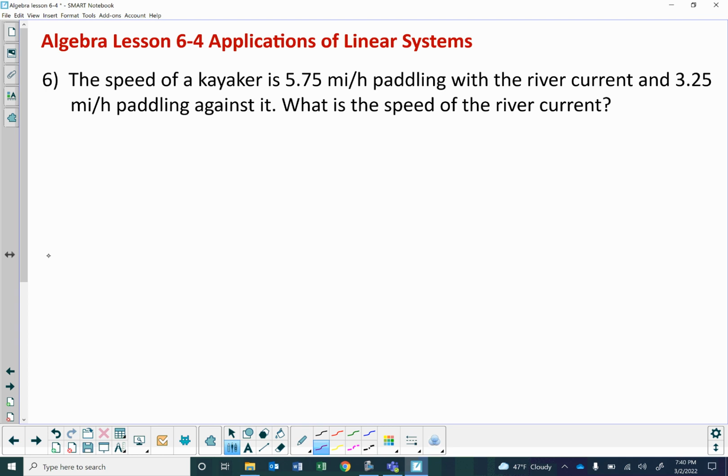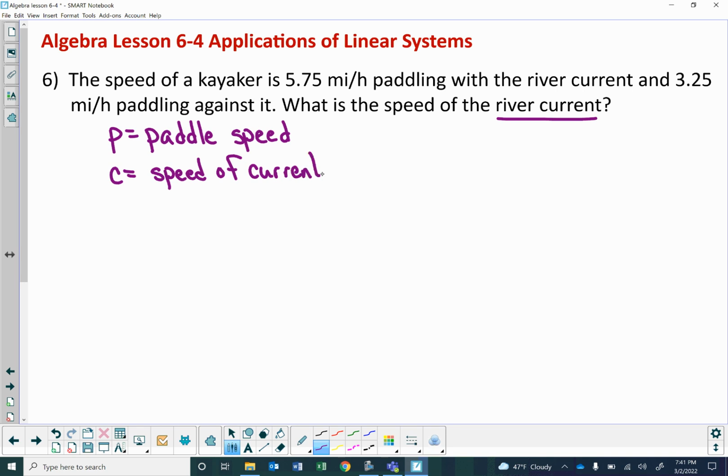And you're like, but I have the speed. No, we need the speed of the river current. We don't need the speed of the paddler. We already know the paddler's speed. So let's do this. Let's let P equal the paddle speed, and let's let C equal the speed of the current. Okay, and we're going to go with the current, and we're going to go against the current.